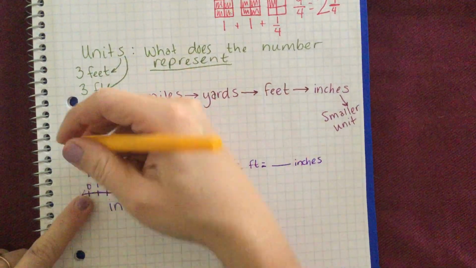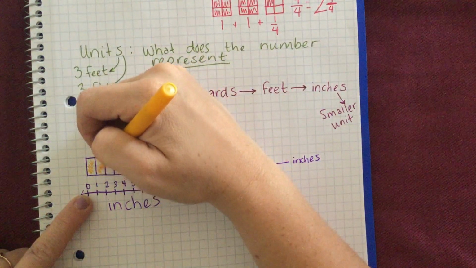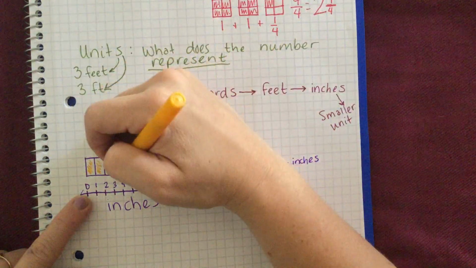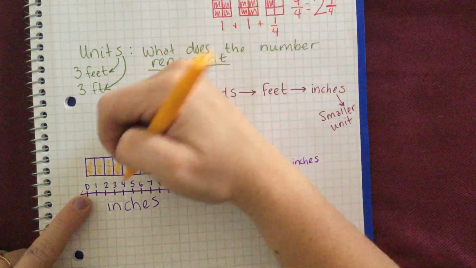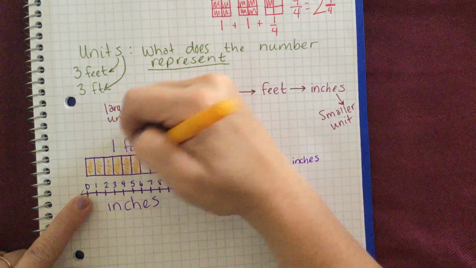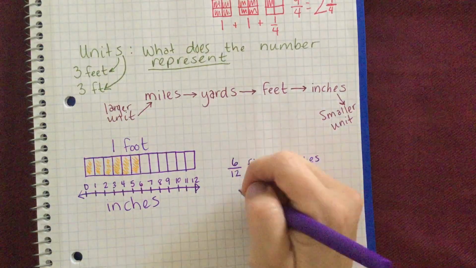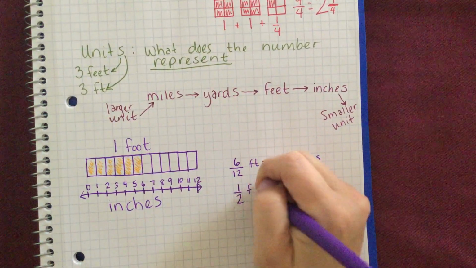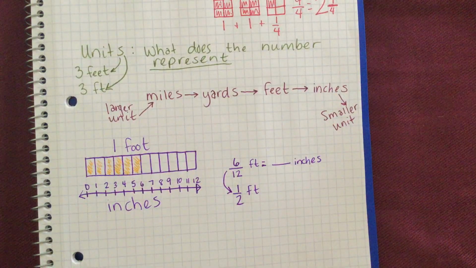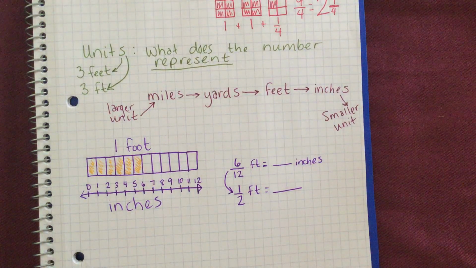So let's shade those in. 1/12, 2/12, 3/12, 4/12, 5/12, 6/12. We also know that 6/12 is 1/2 foot. These are equivalent. 6/12 foot is the same as 1/2 foot.